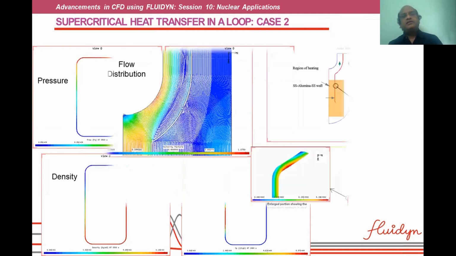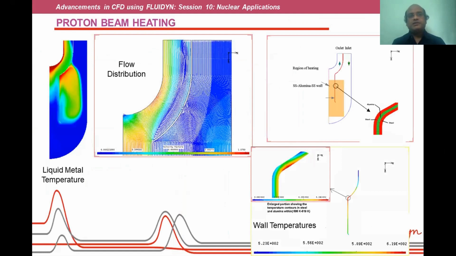Another problem which involves heat transfer is proton beam heating. Various particles come out and pass through various components in the nuclear power plant, and they can interact with the flowing liquid, and they can lead to heating. So these problems are to be handled with various heat generation models for these interactions.